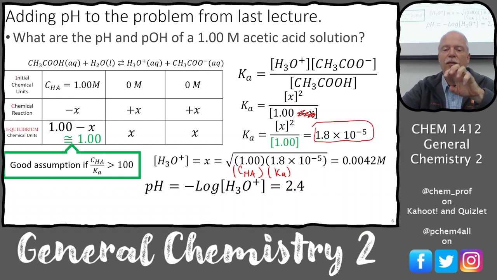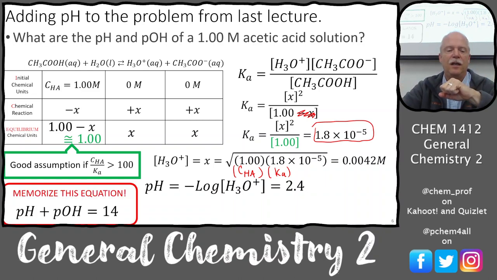And then that plus the pOH equals 14. And so we should subtract this number from 14 in order to get the pOH value. So memorize this equation, pH plus pOH equals 14. And so we can subtract 2.4 from 14, and we get 11.6.